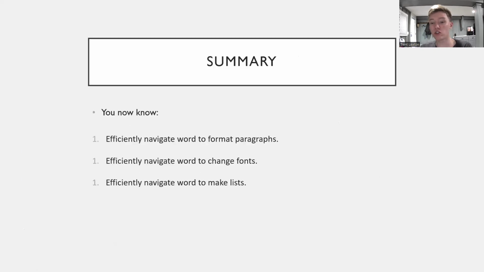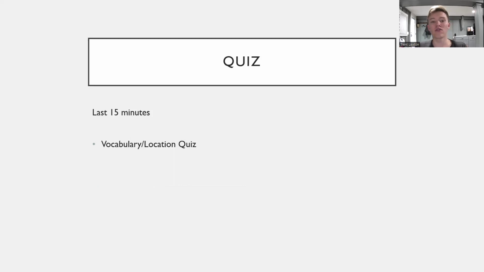Now that we're done with our demonstration activity, I want you guys to turn all those papers into Canvas so that I can learn about your 5 favorite things and see if you guys fully understood how to use all those tools. So now you officially know how to navigate Word to format paragraphs, to change fonts, and to efficiently make lists. So for the last 15 minutes, I'm gonna pass out the vocab and location quiz, and you guys will turn that in on your way out. And I hope you guys have a great rest of your day.